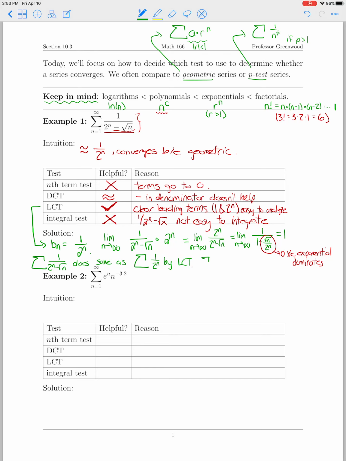And also, we know that 1 over 2 to the n converges because it's geometric. And in this case, r is equal to 1/2, which is less than 1. And so the overall conclusion then is that the original series converges.